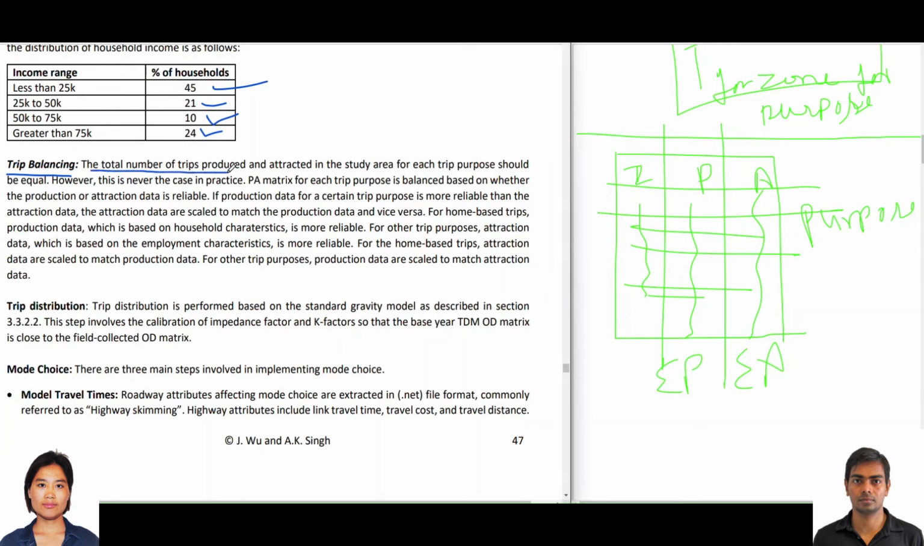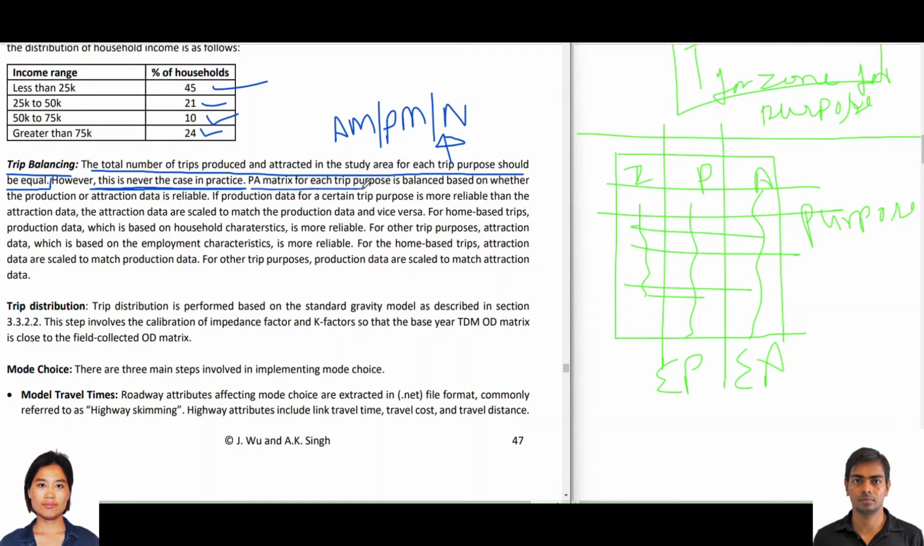The total number of trips produced and attracted in the study area for each trip purpose should be equal, and not only for each trip purpose, but for each period of study. If we are studying the AM period, then the PA table should be balanced for the AM period. If we are studying the PM period, then it should be balanced for the PM period. Similarly for night time. However, this is never the case in practice. Never is a strong word, but it's kind of true. We'll probably never see a case where production and attraction are balanced by themselves.